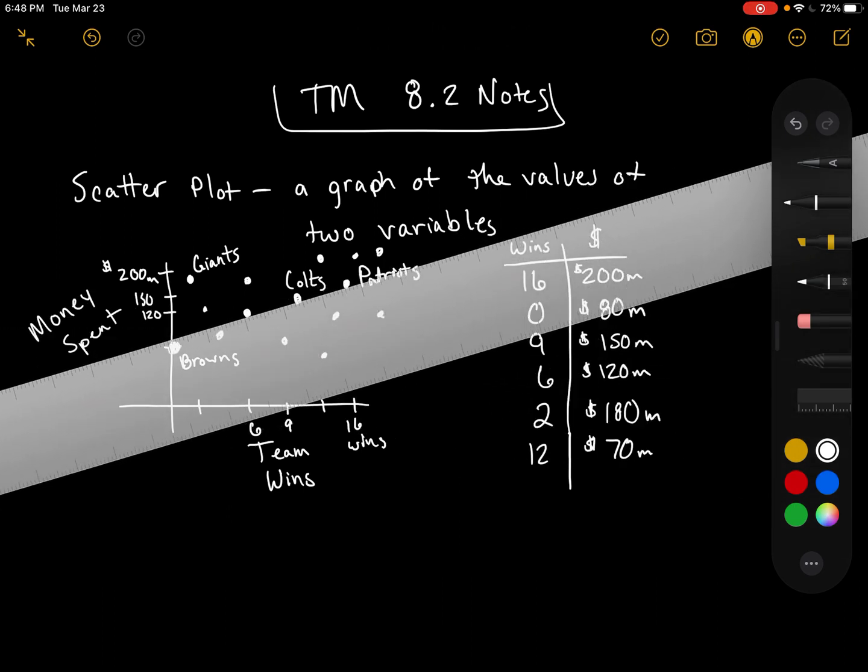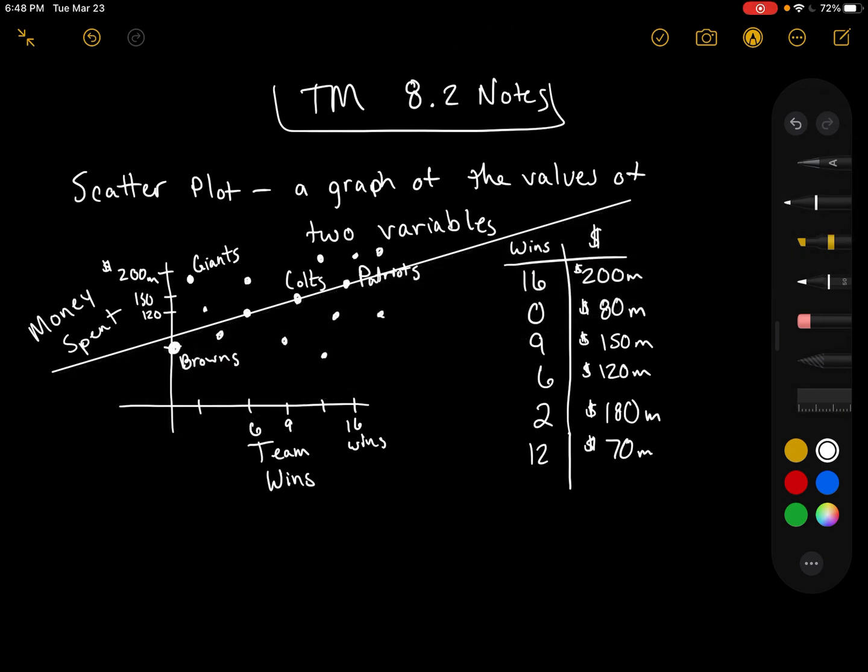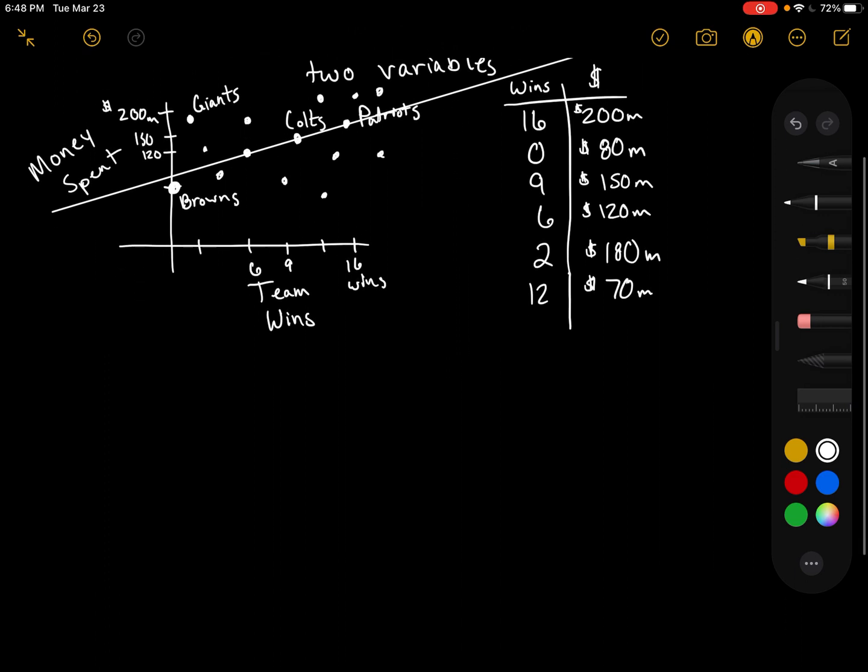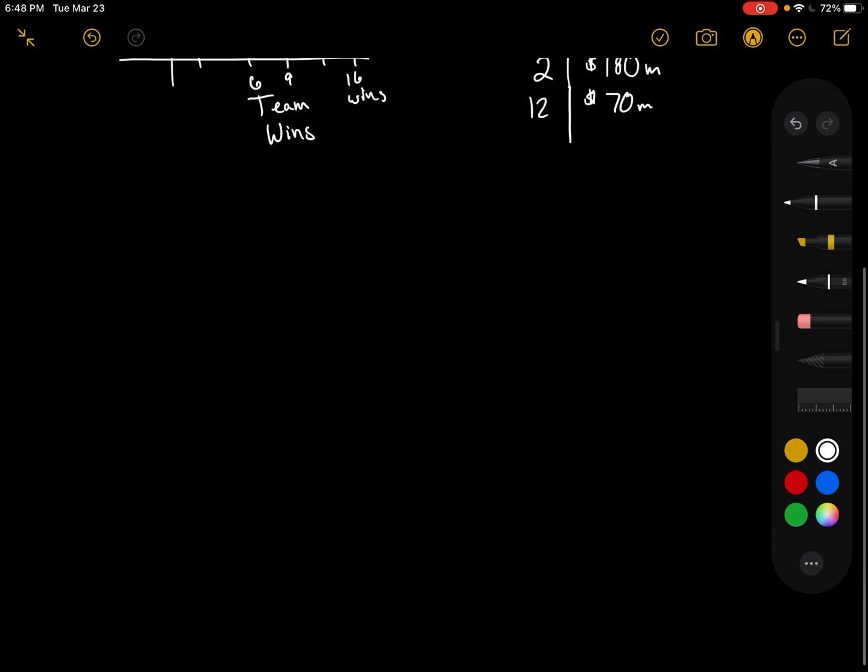And that's kind of the idea of a scatter plot, is that it's not going to be perfect, but if you were to put a line to it, you would generally see a trend that would go through these points, something along those lines. And that's the idea. So it's not going to be a perfect line, but it will tell us a little bit about the relationship of two variables and how they're related to each other.